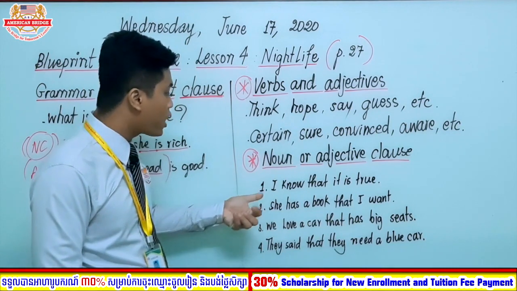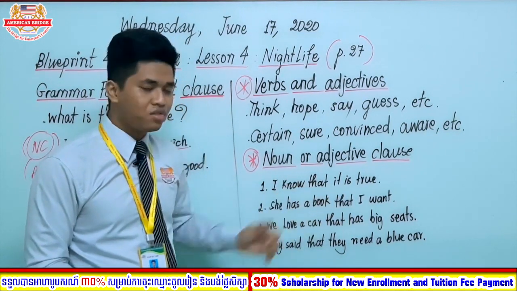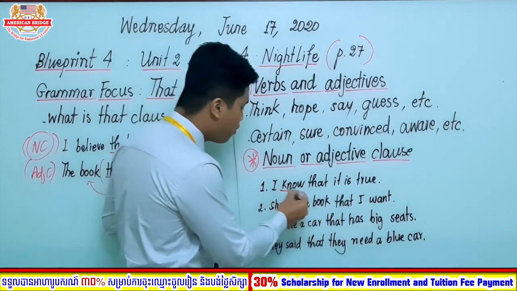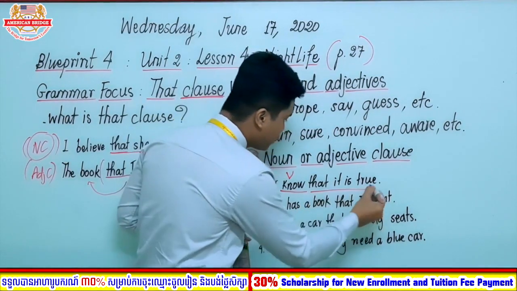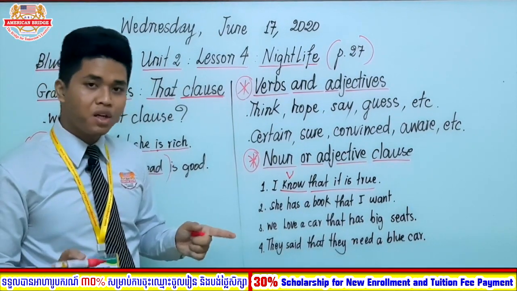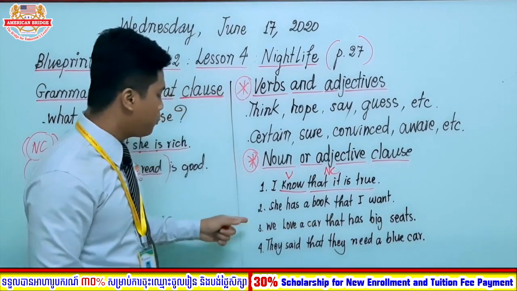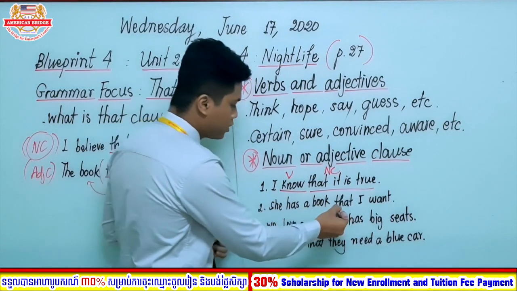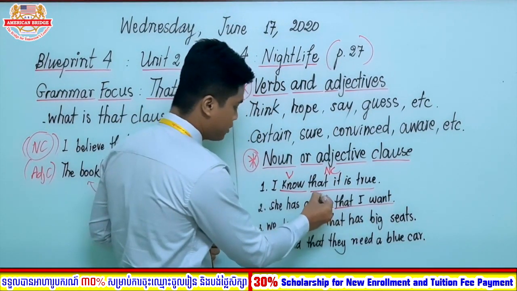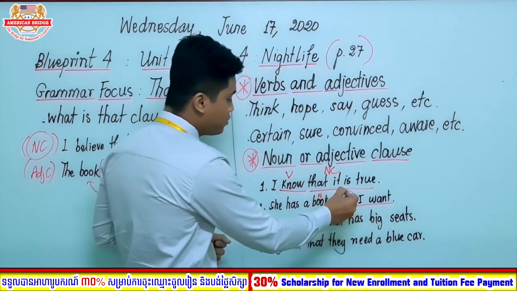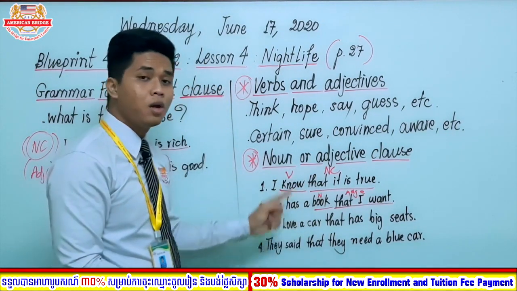Number one, I know that it is true. So we have the word know, which functions as a verb. So the clause here must be a noun clause. Very good. Number two, she has a book that I want. So book functions as a noun. That I want must be an adjective clause. It modifies the word book.